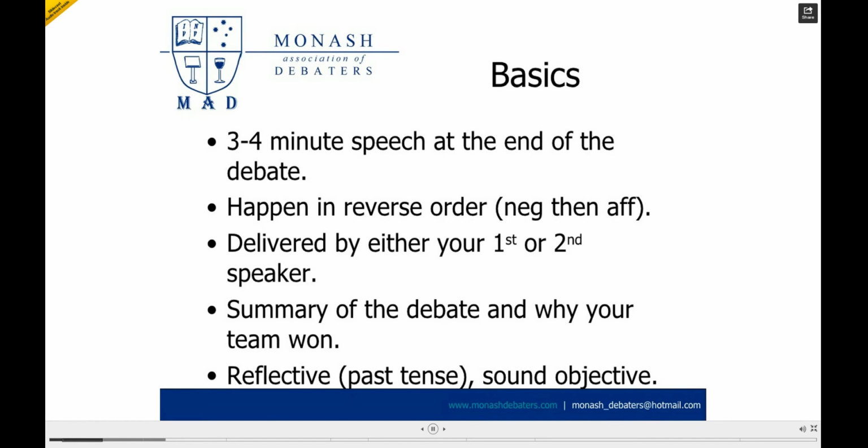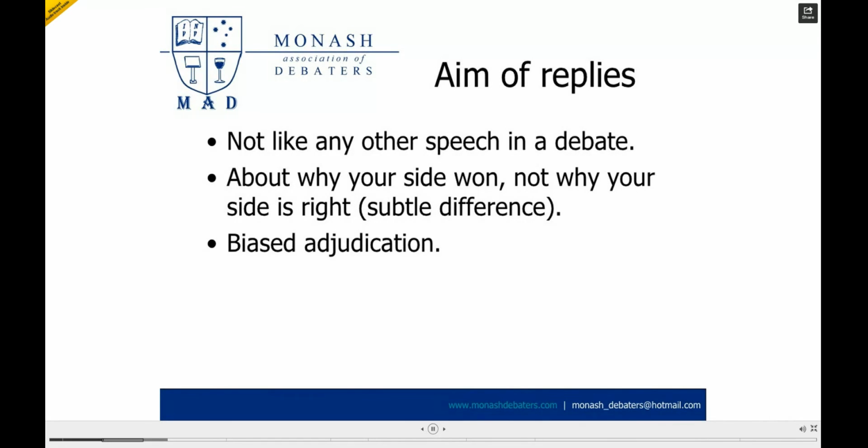So what's the aim of them? They're not like anything else that you've done so far in debating. Basically, the big problem a lot of people have with replies is this second point, that they're about why your side won the debate, not why your side was right.